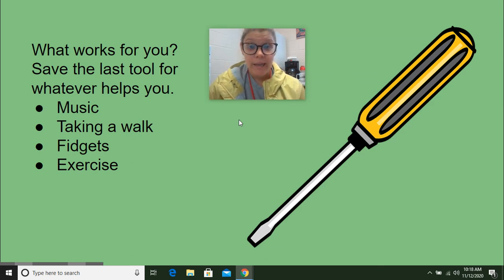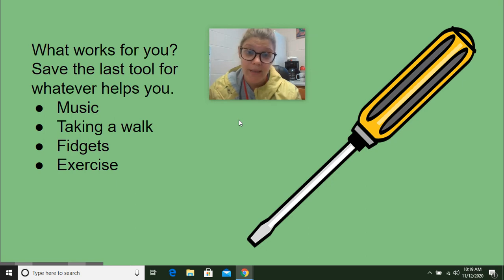But basically, you need to find out what works for you. And you need to make your own toolbox, okay? You need to figure it out. And as you grow and get older, you will learn what helps you the most. And you will put that in your emotional toolbox, and you will be able to help yourself to calm down. But just start working on that, okay, guys? Start figuring out what helps you.